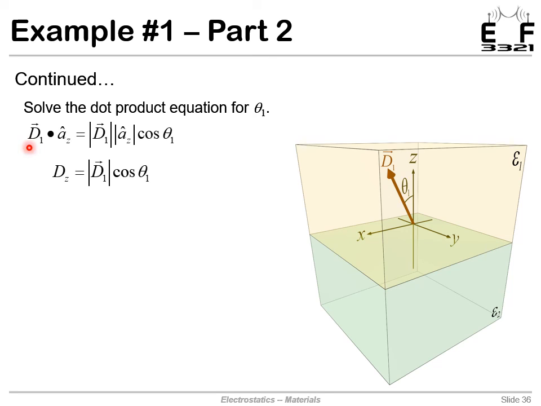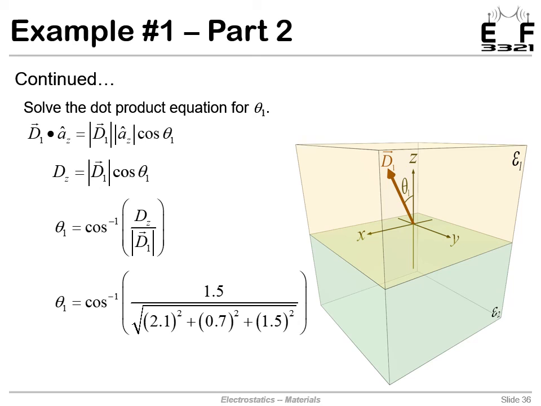So D1 dot a_z just gives us the z component of D1. That has to equal the magnitude of D1. The magnitude of the normal vector is just 1, so we don't even have to write that. Times cosine theta 1, and we can solve that for theta 1. That's just the inverse cosine of D_z over D1. We can plug in our numbers, and we get an angle of 55.9 degrees.